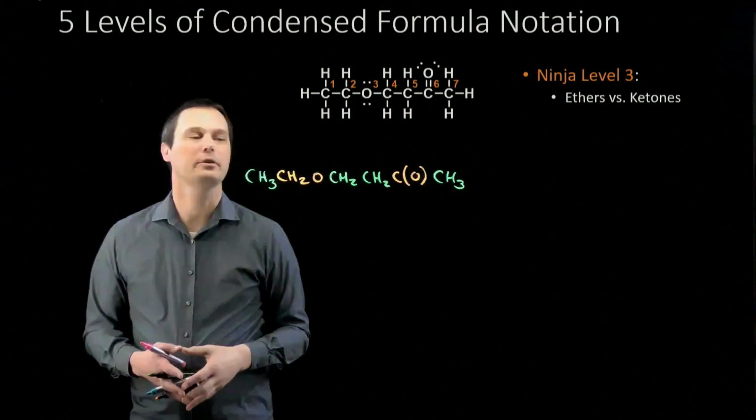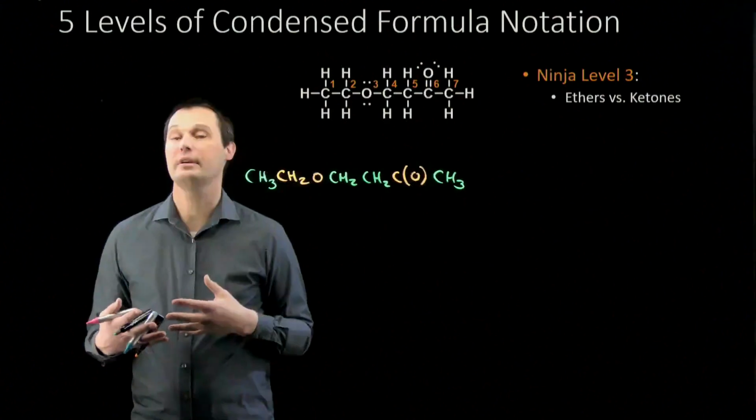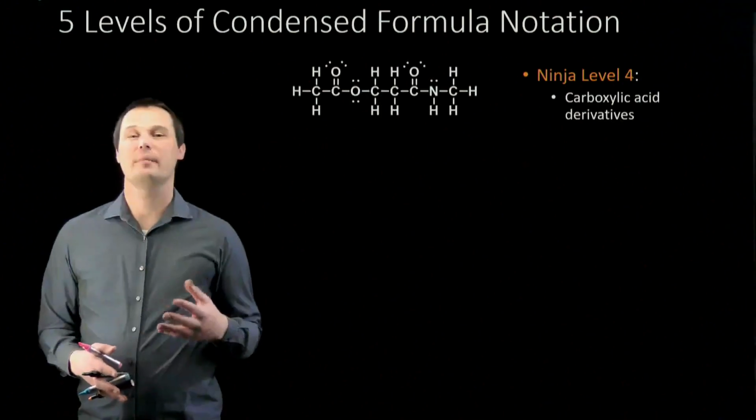Then it looks a lot more like an ether. So be careful when you're looking at these, whether you're dealing with an ether or with a ketone. Ninja level 4 is carboxylic acid derivatives.